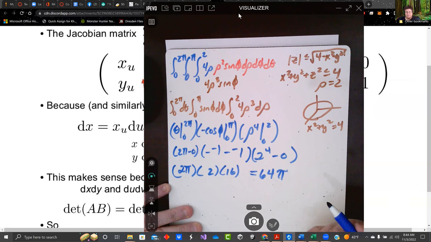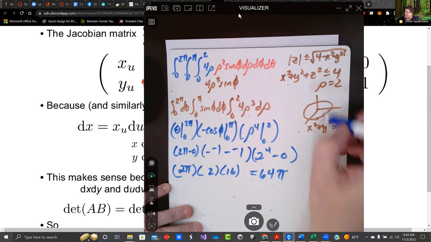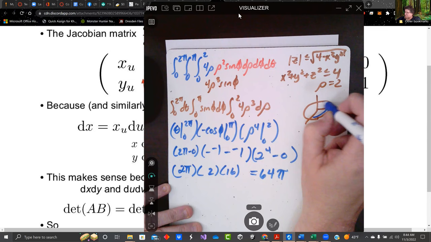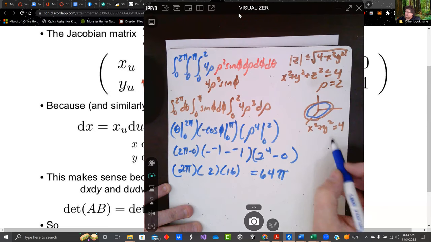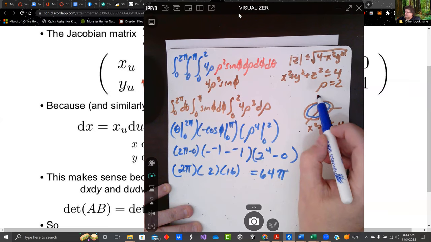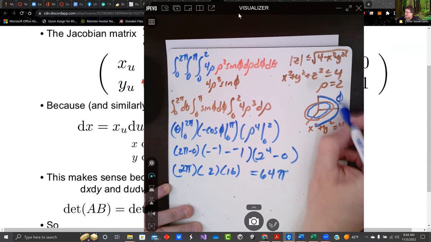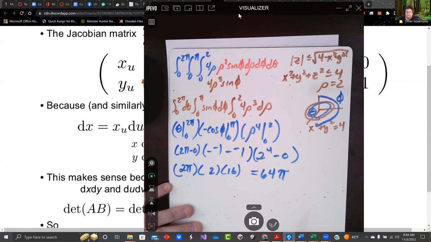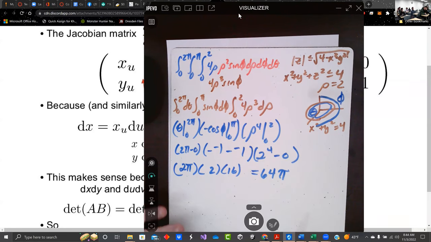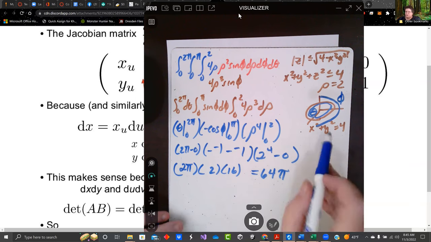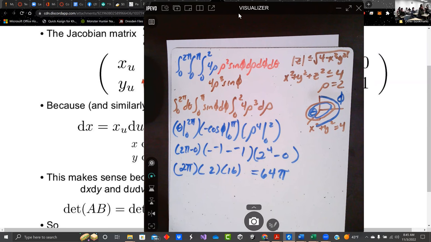But what about the 0 to pi? The 0 to 2 pi is theta sweeping the full circle. Phi is going from the top of the z-axis down to the z-axis. So that's phi's route. This is theta's route. And it only goes a max of pi. Otherwise, we'd be doing the circle twice.